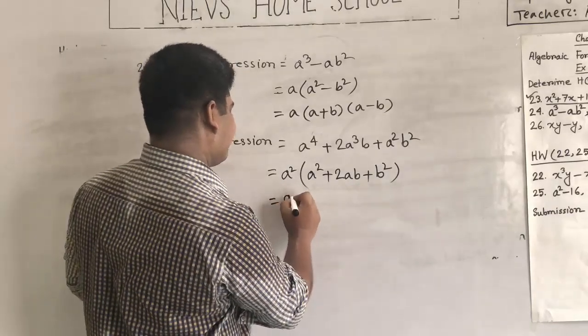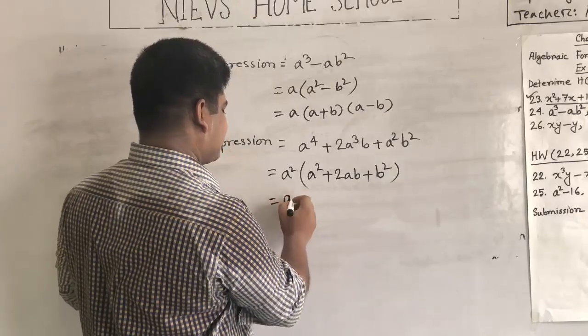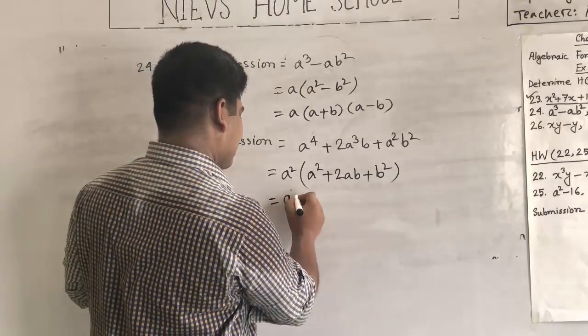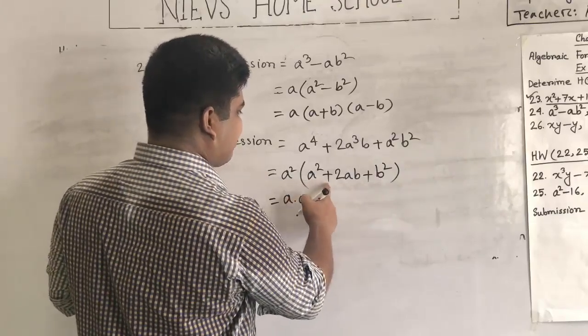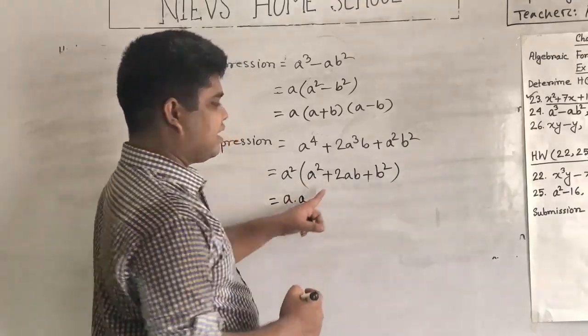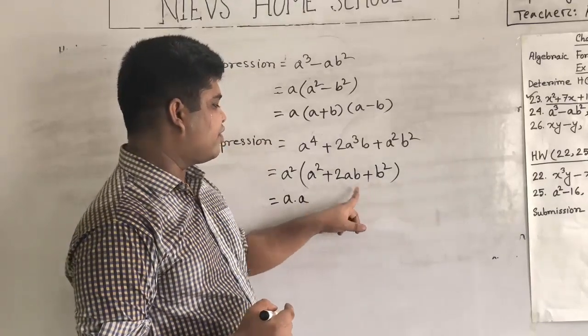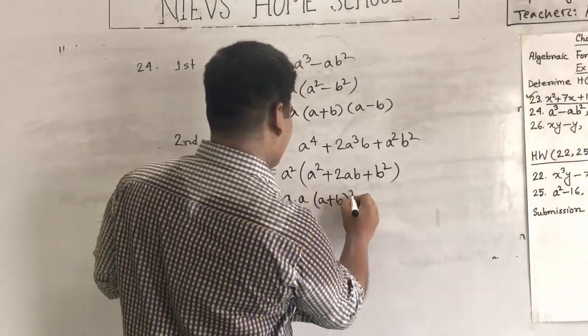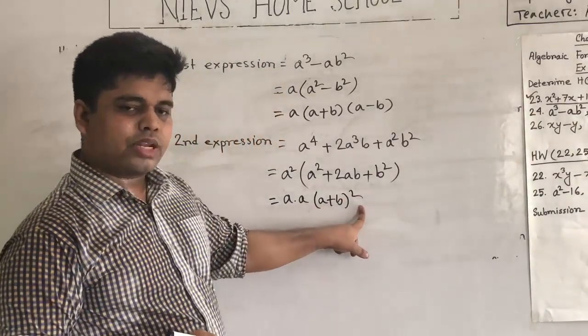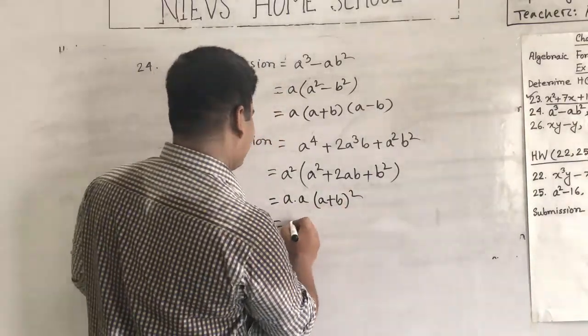Okay, a square. We can write a square as a into a. Next, a square plus 2ab plus b square. It is a formula. The formula of a plus b whole square. A plus b whole square means a plus b into a plus b.